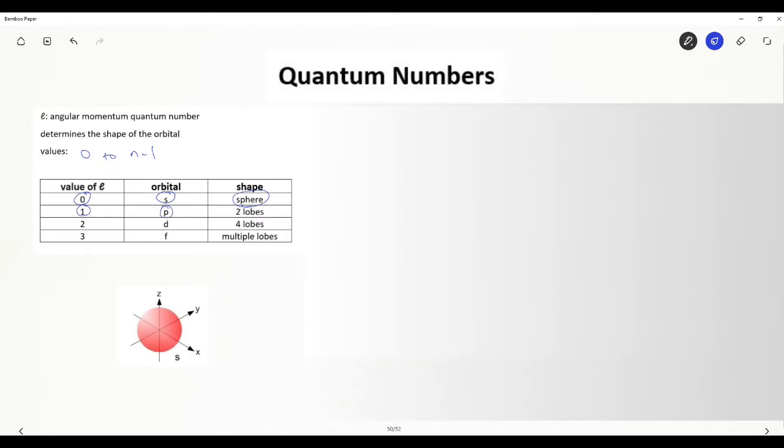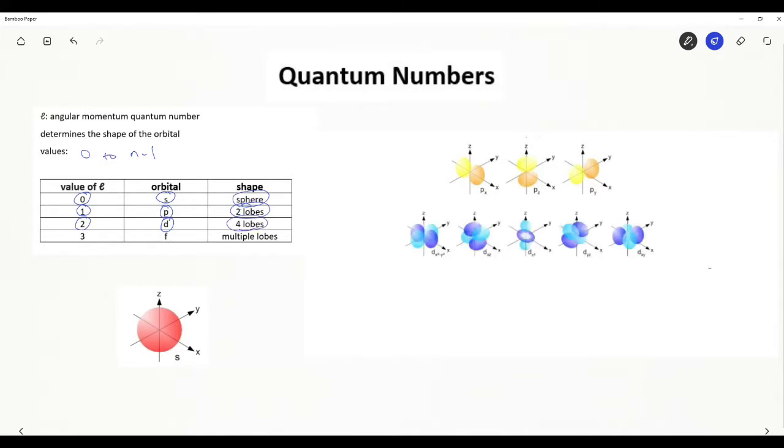Okay, let's go on to l equals 1. That is called a p orbital, and that orbital has two lobes. So you can see in the pictures here, these p orbitals each have two lobes. Moving on, if l equals 2, that means we're talking about d orbitals, and these generally have four lobes. So you can see the pictures of the d orbitals here. You'll notice there's one odd one out here that actually just has two lobes.